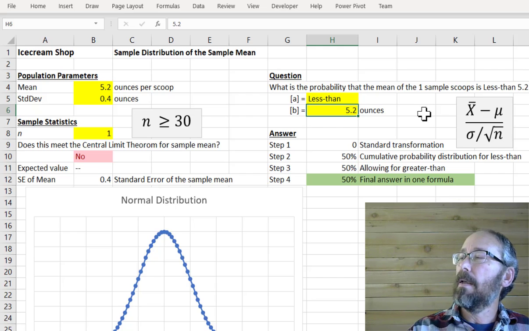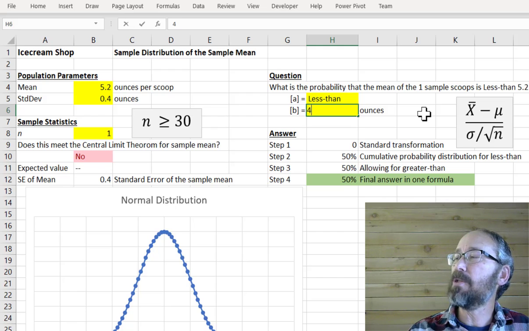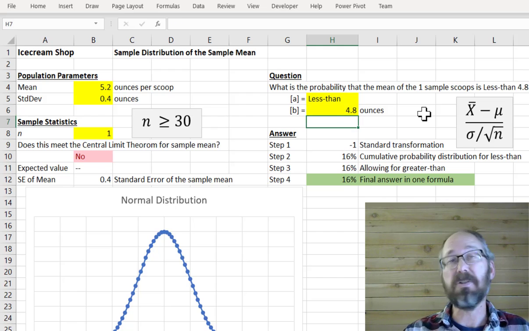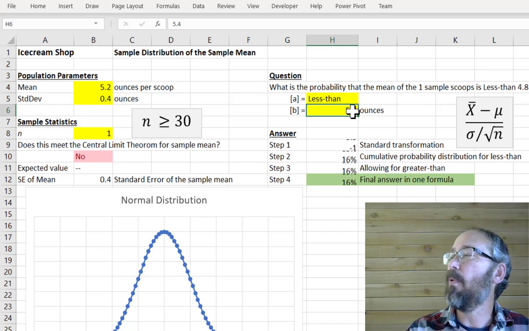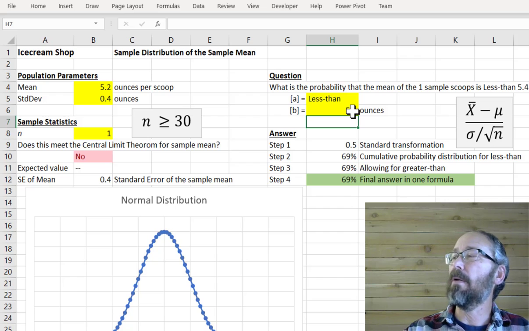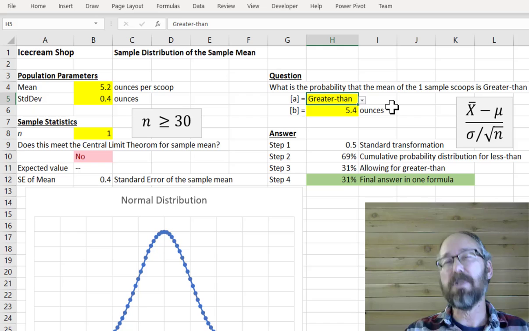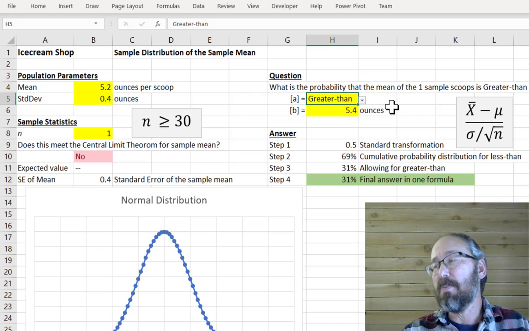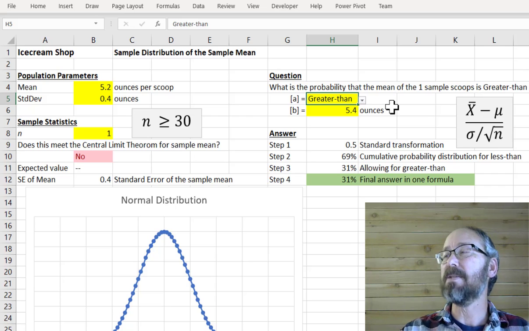So if you and I go to get a scoop and I get one scoop, what's the probability that my scoop is at 4.8 ounces? There's a 16% chance. What's the probability that your scoop is at 5.4 ounces? Well, less than. Let's go greater than. There's a 31% chance. So I could get a small one, you could get a big one. The probability is there. So that is the sample distribution of the sample mean.